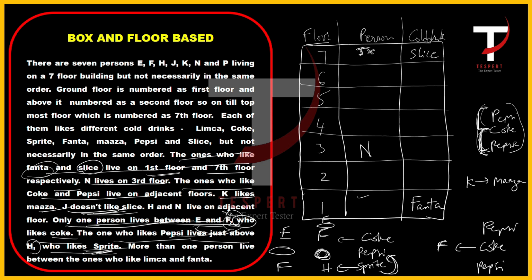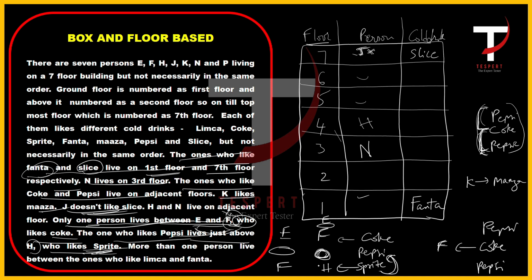And more than one person lives between the ones who like Limca and Fanta. So if we put H in fourth floor, what happens? The floors won't be sufficient, right? See, if we put H here, then it will be 1, 2, 3. Only three floors are there.